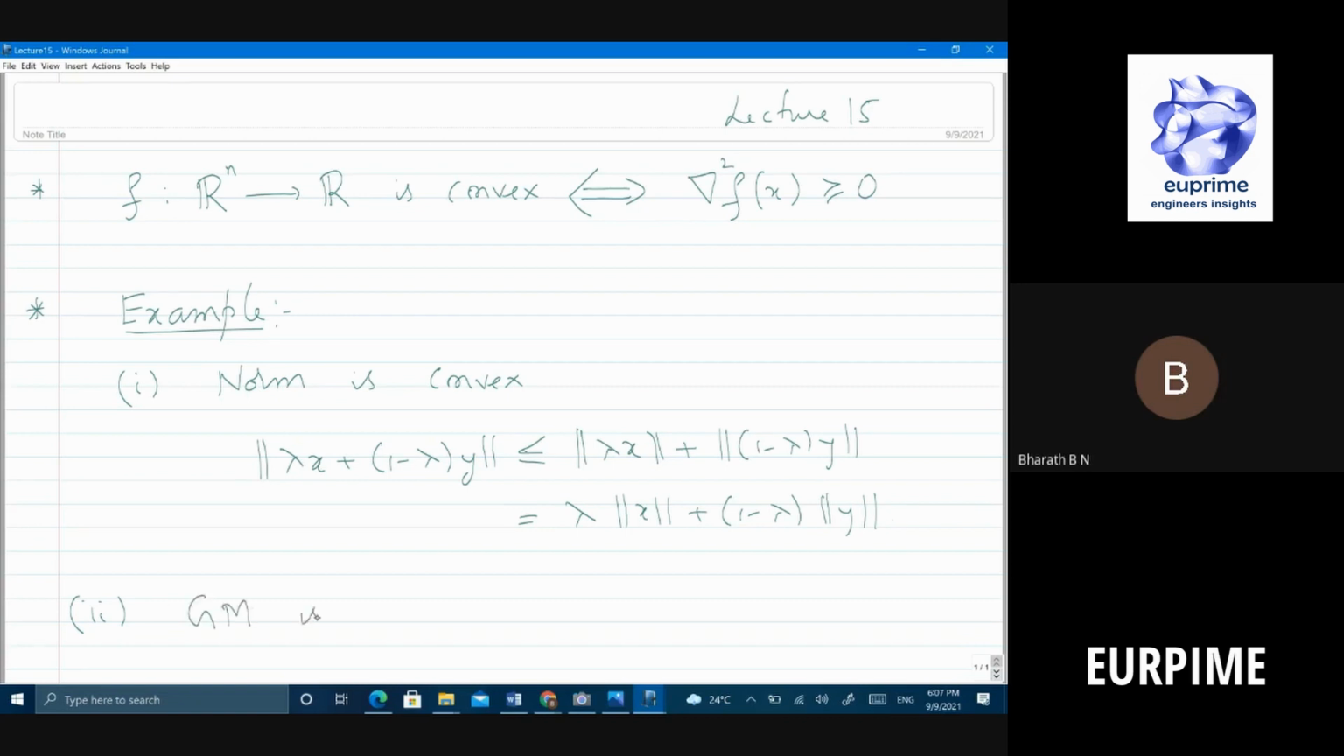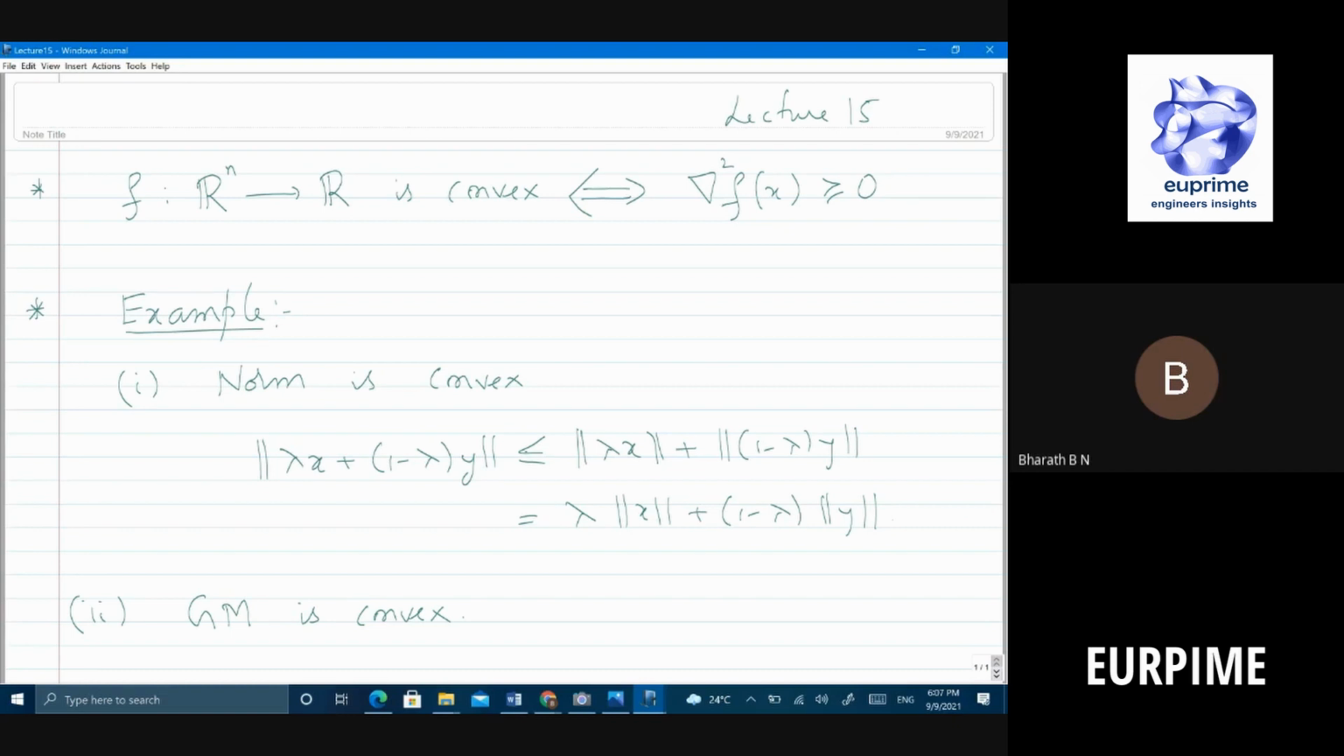Geometric mean is convex. I'll leave it as an exercise. You should see what the geometric mean is. Can somebody tell me what the geometric mean is? Arithmetic mean is the simple average, right? What is the geometric mean?